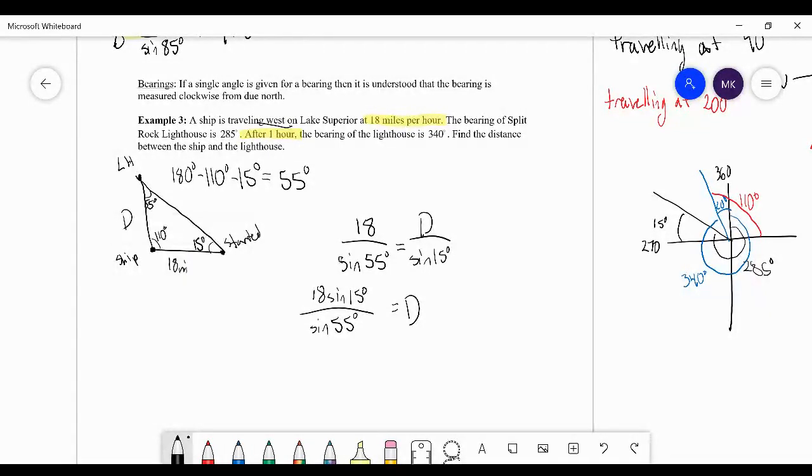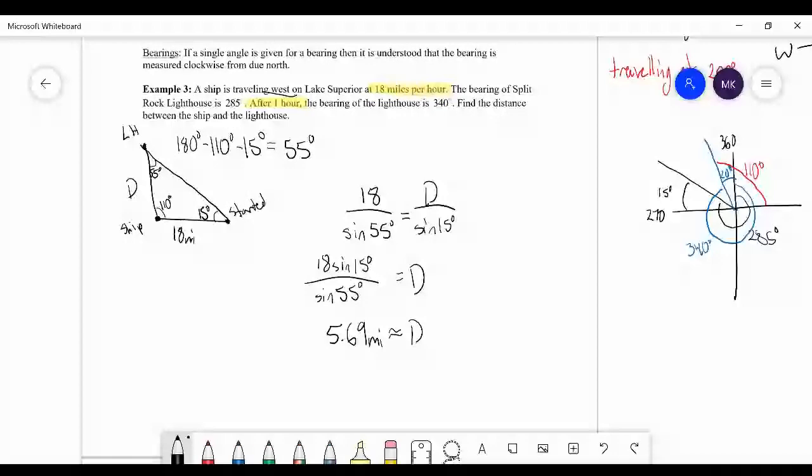Okay. Sorry, that was looking like a 3. There we go. And then again, we just use our calculator to approximate these values. We get that D is approximately 5.69 miles. Remember, we're dealing with miles here. So there's our answer. So after this 1 hour, so right where the ship is at this time when we've calculated these things instantaneously, the ship is 5.69 miles from the lighthouse. Okay, pretty cool, right?